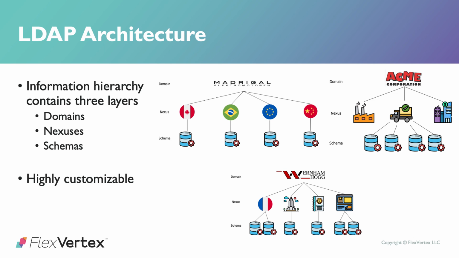This slide shows three different hierarchies. At the top left, you can see a single organization domain, with country-specific nexuses and schema beneath it. At the top right, you can see a hierarchy that's more functional in nature, with nexuses tied to specific types of applications. Finally, at the bottom you can see a hybrid approach. Some nexuses are geographical, while others are departmental or even functional.